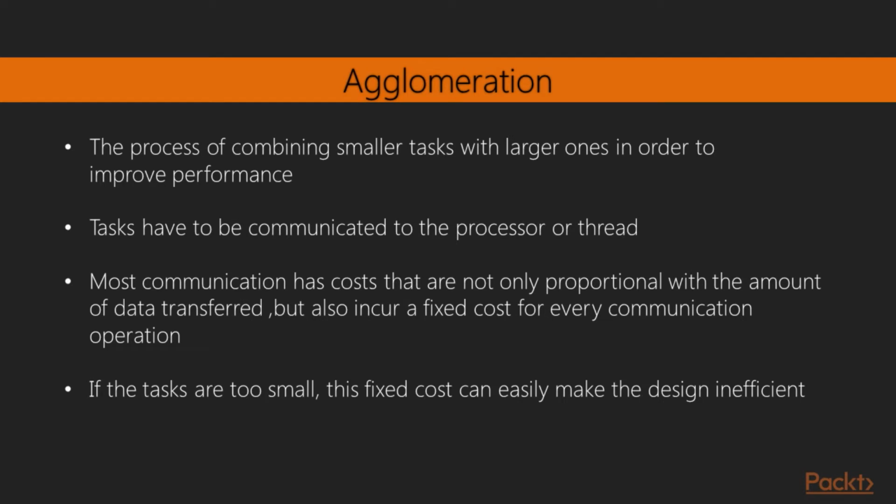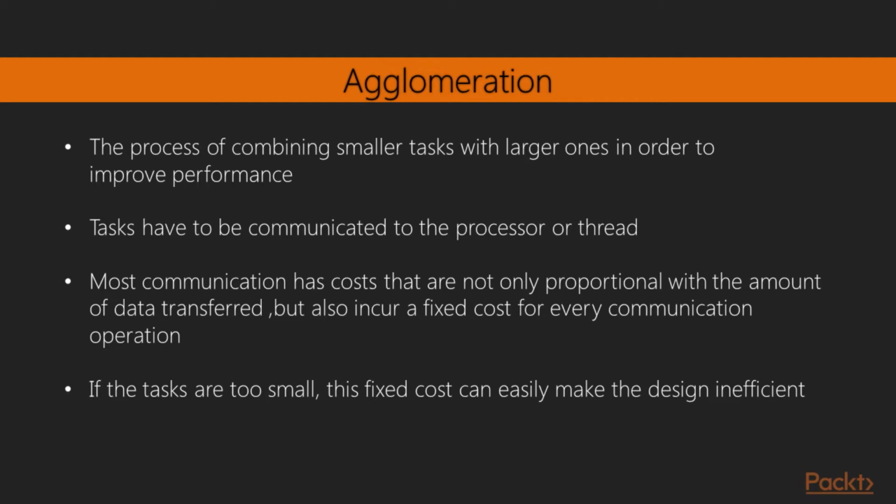Next one is agglomeration. Agglomeration is the process of combining smaller tasks with larger ones in order to improve performance. If the previous two stages of the design process partition the problem into a number of tasks that greatly exceed the number of processors available, and if the computer is not specifically designed to handle a huge number of small tasks, then the design can turn out to be highly inefficient. Some architectures, such as GPUs, handle this fine and indeed benefit from running millions or even billions of tasks.